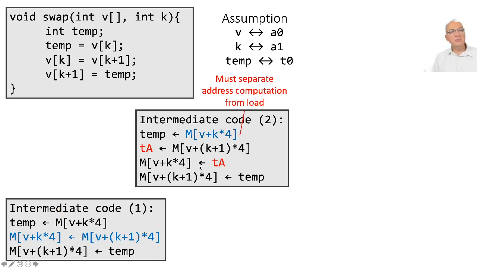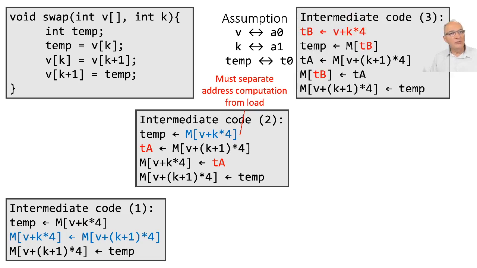Next, I must separate the address computation from the load, because if I'm going to do a load, I cannot have that expression for the address. Remember, the only expression that I can have for an address is a register and an offset. So I need to separate the address computation from the access. I'll need a new temporary variable, and when I'm generating code, I'm not using the actual names of the registers. I'm using TA, TB, TC, etc.